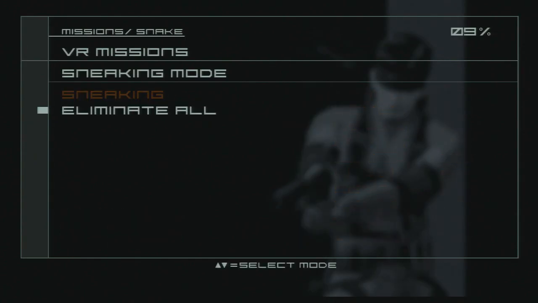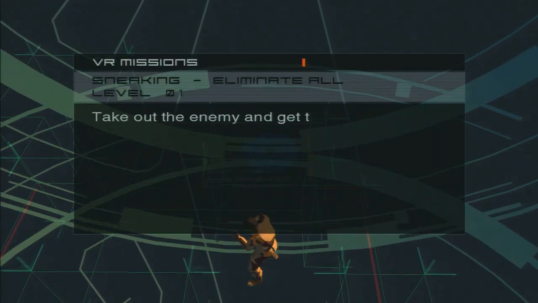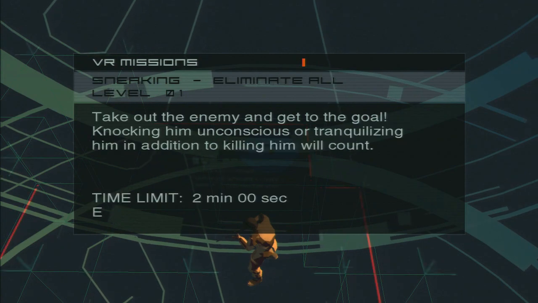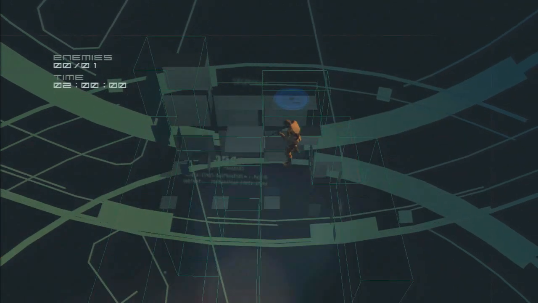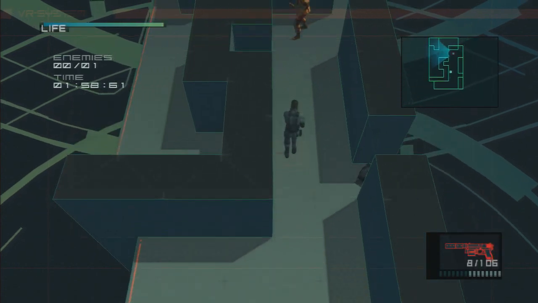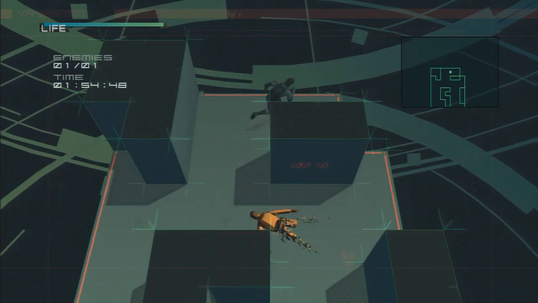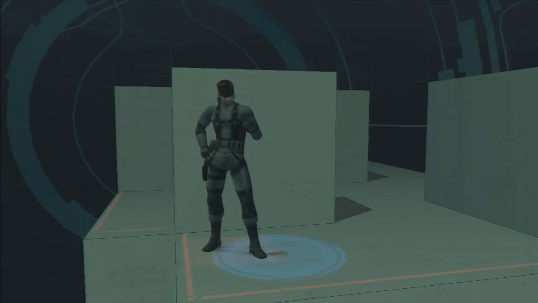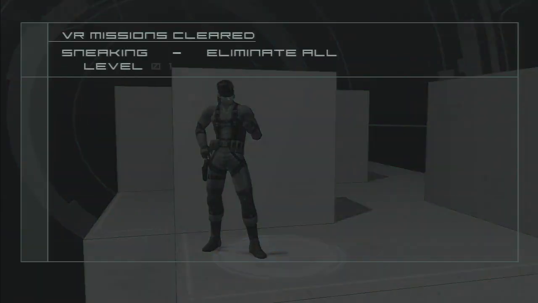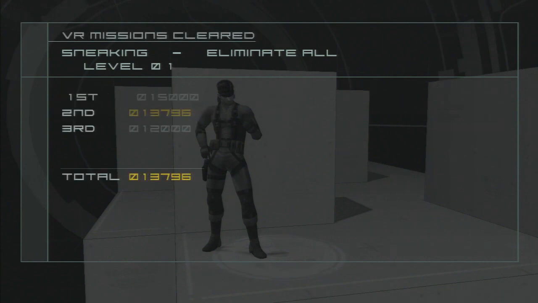And we'll be doing the other part of sneaking mode, eliminate all. Basically what you want to do is go through and eliminate every enemy. You can either knock them out, tranquilize them, or kill them. So we start out with a USP in every level, and you can just shoot them. But it's not going to go very well if you go that route. As you hear, we didn't get Otacon going, that's great, Snake, because we didn't do as well as we could have.